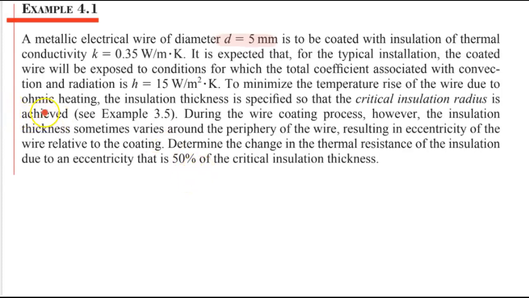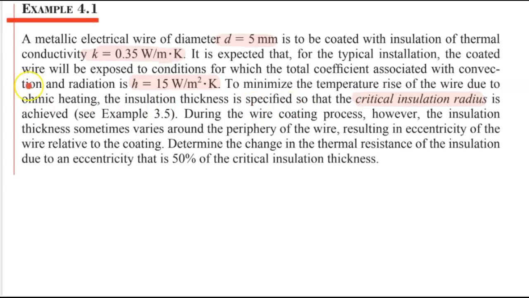Now we have a metallic electric wire of diameter d, 5 millimeter, to be coated with an insulation of thermal conductivity constant k, which is 0.35 watt per meter Kelvin. It is expected that for a typical installation, the coated wire will be exposed to a condition for which the total coefficient associated with convection and radiation is 15 watts per meter square Kelvin. We want to minimize the temperature rise of the wire due to ohmic heating, because when the current passes, it will heat. The insulation thickness is specified so that the critical insulation radius is achieved.